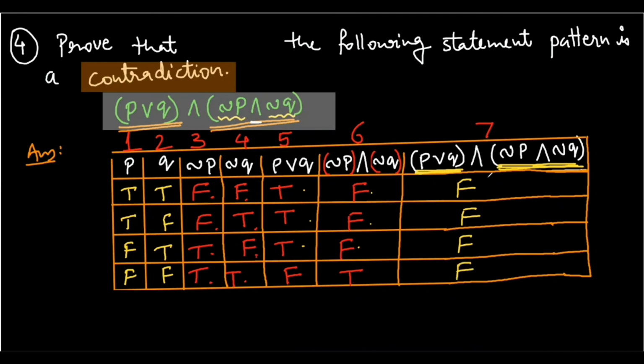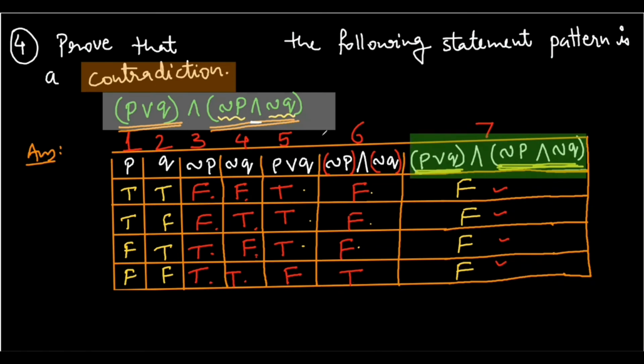So what you notice? You notice in column number 7, that is for the truth value of the given statement pattern, that we have all the entries false. Irrespective of the truth value of P and Q, this statement pattern is always false. You can check, always false. So this statement pattern is a contradiction.